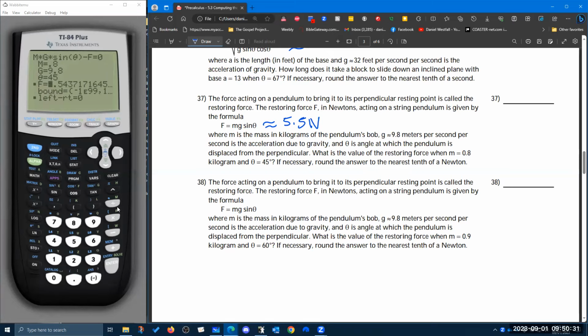Let's change our values for number 38. G is going to be 9.8 again. We're going to make the mass 0.9. We're going to make the angle 60 degrees. And we're going to find the force in newtons again. And it is 7.6.